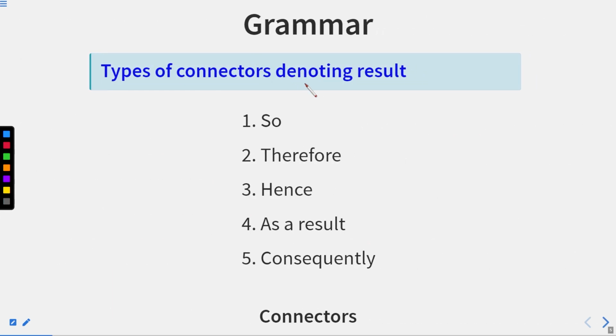Now, types of connectors denoting result. We have so, therefore, hence, as a result, consequently, eventually. We can also have an adverb, that is eventually. So these are actually the result denoting connectors.